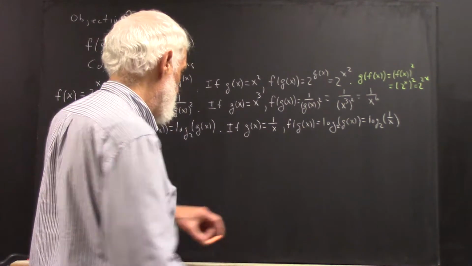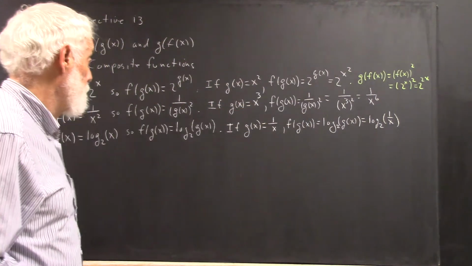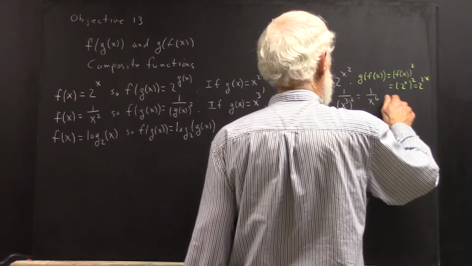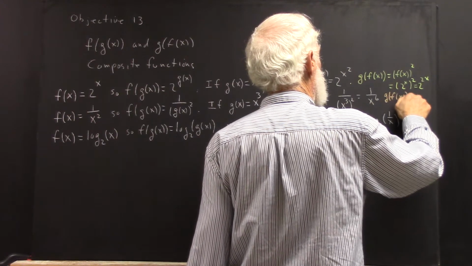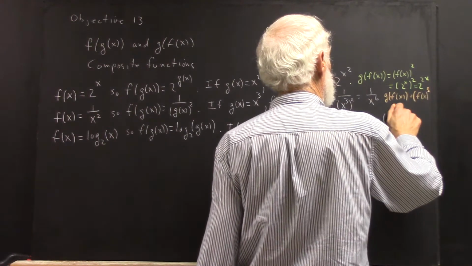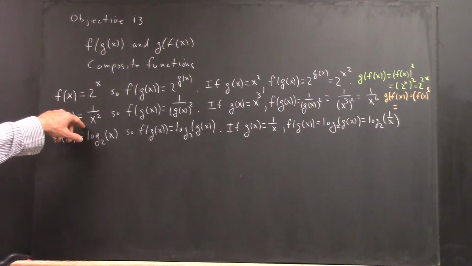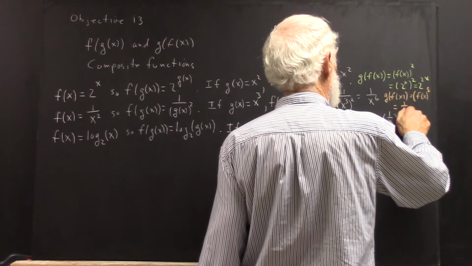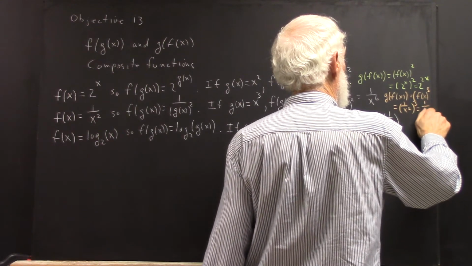Okay, for f of x and g of x in the second line, g of x is x cubed. So g of f of x is f of x cubed, which would equal what? Well, f of x is 1 over x squared. So f of x cubed is 1 over x squared cubed, which is 1 over x to the 6th.